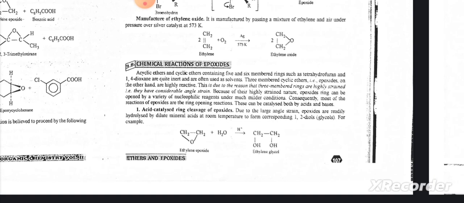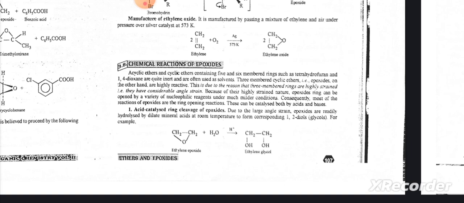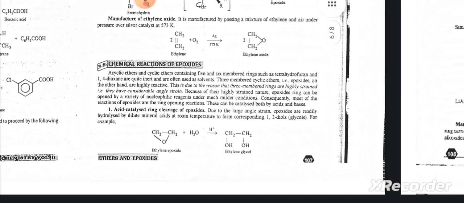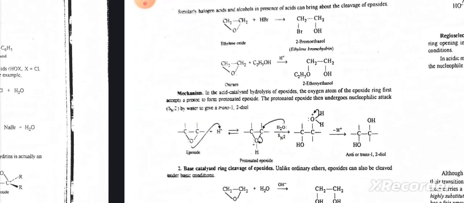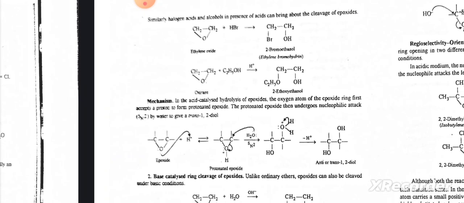Because of their highly strained nature, the epoxide ring can be opened by a variety of nucleophilic reagents under much milder conditions. Consequently, most of the reactions of epoxides are ring opening reactions. These can be catalyzed both by acids and bases. Acid catalyzed ring cleavage of epoxides: due to the large angle strain, epoxides are readily hydrolyzed by dilute mineral acids at room temperature to form the corresponding 1,2-diols. For example, ethylene epoxide with water in the presence of mineral acid gives ethylene glycol. Similarly, halogen acids and alcohols in the presence of acids can bring about the cleavage of epoxides.